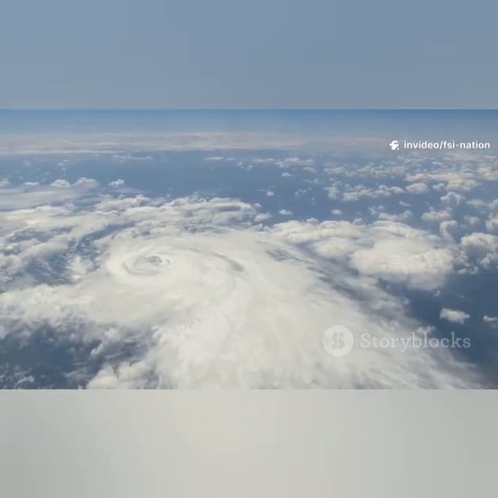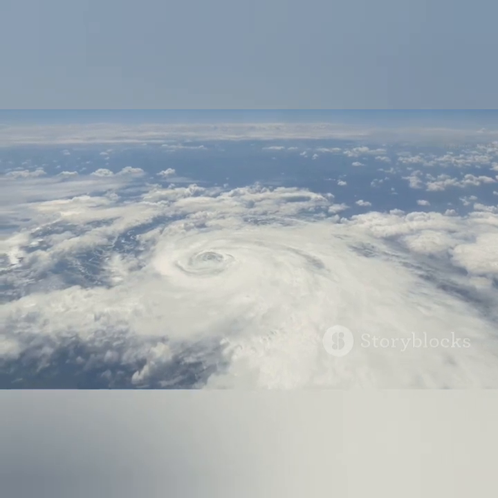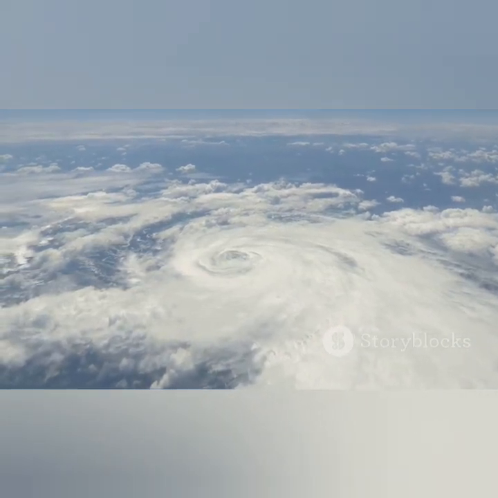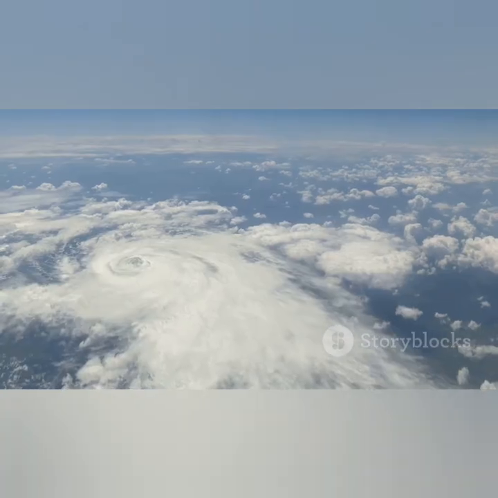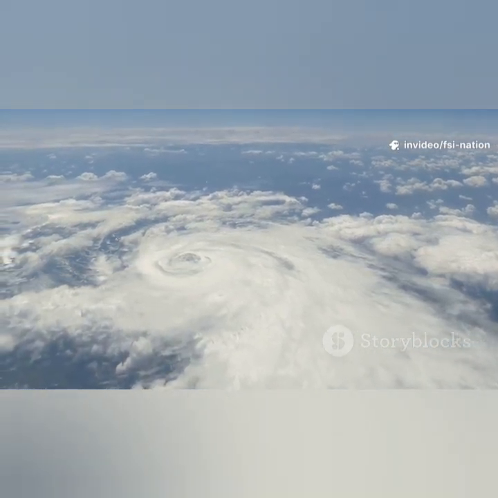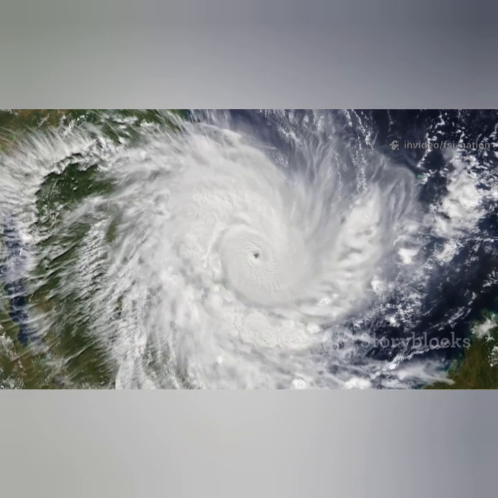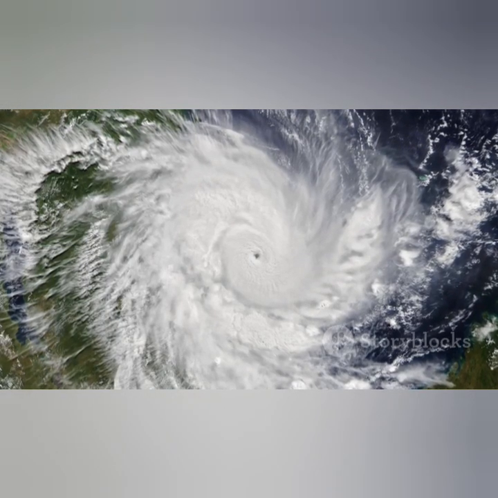Cyclones cause massive damage: uprooted trees and electric poles, flooding and property loss. Storm surges: seawater rises and floods coasts. Power and communication failure. Example: Cyclone Amphan 2020 devastated parts of West Bengal and Odisha.